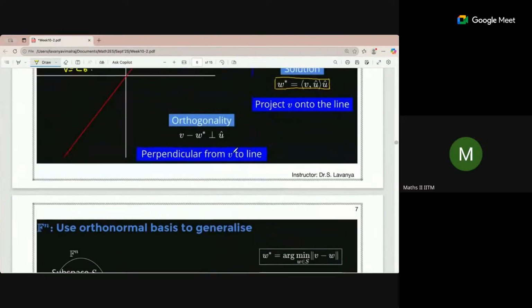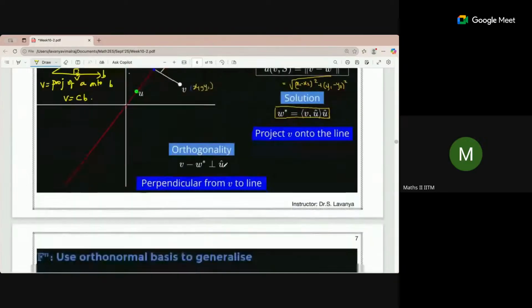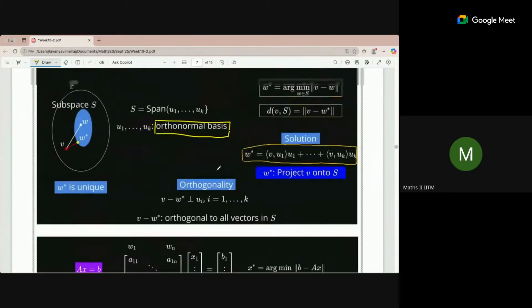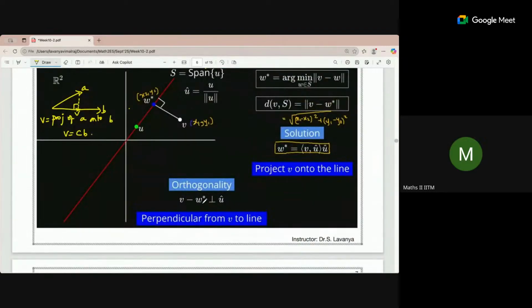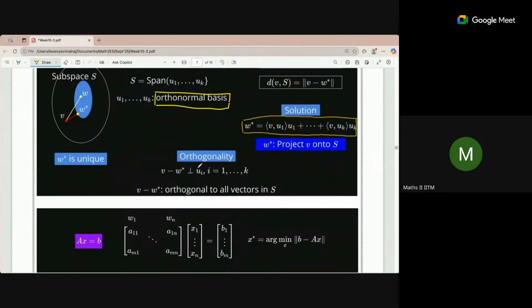Okay, so the exact same thing. Here the u is your orthonormal basis of S, not u, maybe I should say u hat. So u hat is the orthonormal basis of S, because this is the normalized version. In this case also you see that, just like we had V minus W star is orthogonal to u hat, in the same way V minus W star is orthogonal to each of the ui's.